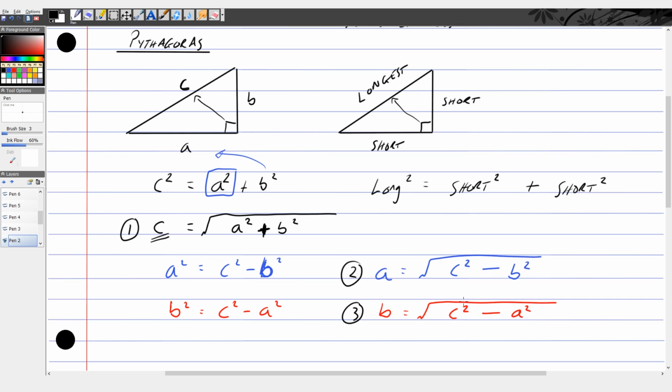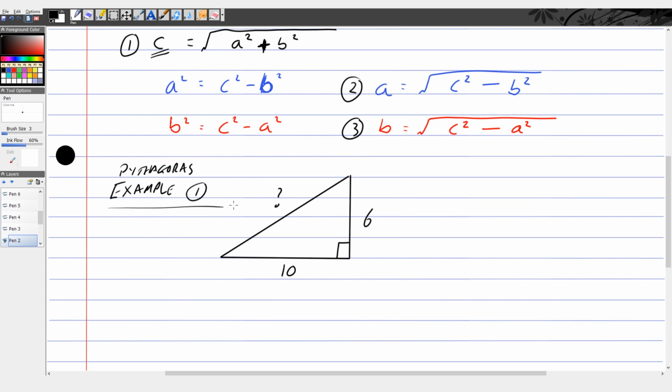So it's important to remember, and it's mentioned in one of the videos, but if we're finding the longest side, there's going to be a plus sign here. But if we're finding one of the shorter sides, it'll always start with the hypotenuse squared, and there'll be a subtraction sign. Same for the other shorter side. Got the hypotenuse squared and a subtraction sign.